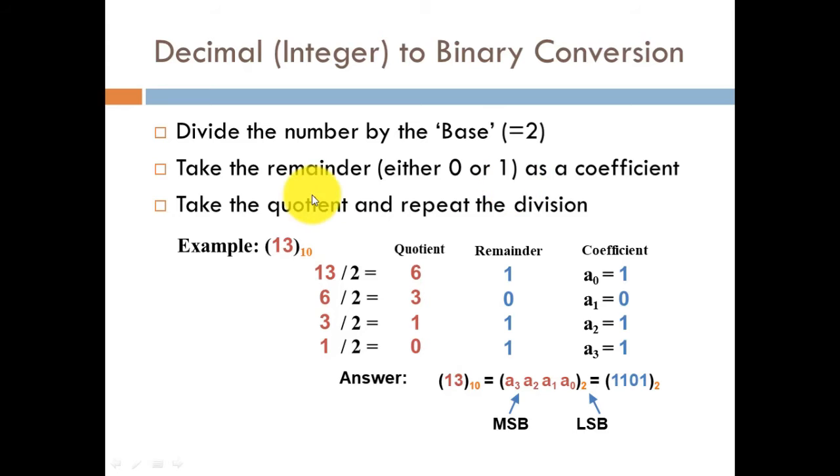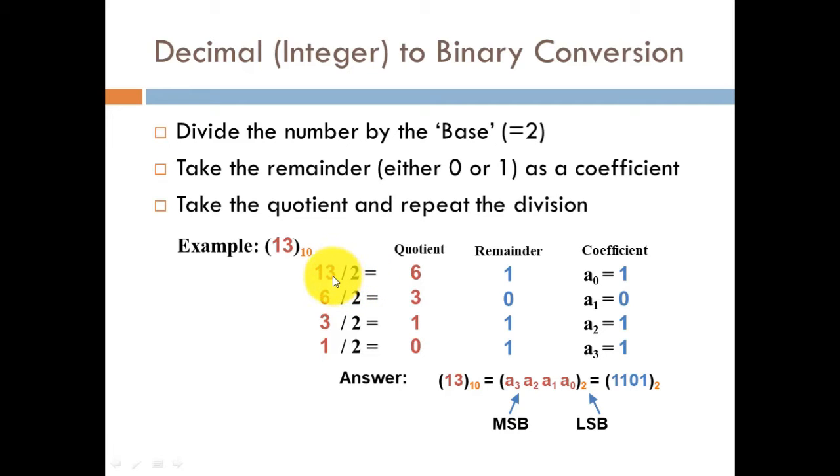We are going to take the remainder as a coefficient. Then we are going to take the quotient and repeat the above division. So these are the steps that we need to follow in order to convert a decimal integer to the binary number system. Let us quickly discuss a small example. Let us say we have 13 in the decimal number system and we need to convert it into the binary number system. We just need to follow all these 3 steps that we have discussed above.